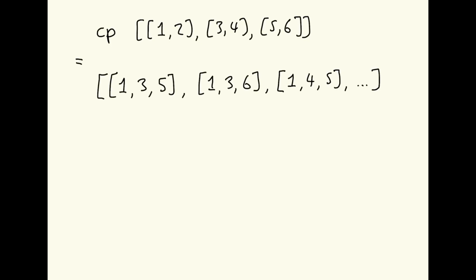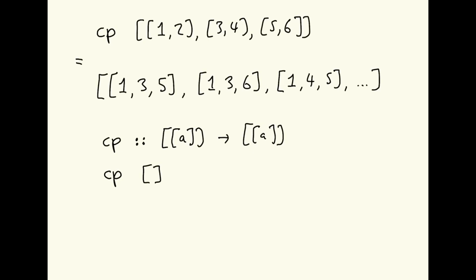So then we can think, well, how do we actually define this CP function? And it's very straightforward to define. So I'll define CP. It takes a list of lists of A things, and it's going to give you back a list of lists of A things. And it's got a simple base case. If you give me a list with nothing in it, I'm going to give you back a list with the empty list in it. And I'll come back to this in a minute because it's an important point for the base case.